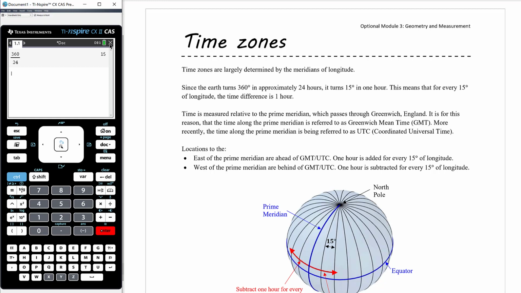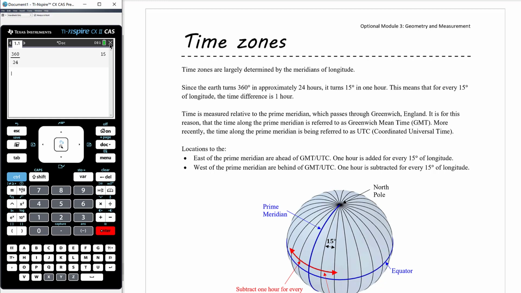Time is measured relative to the prime meridian. We've talked about the prime meridian before. It's the sort of y-axis, if you like, of the Earth. It's where we measure all the other longitudes relative to.